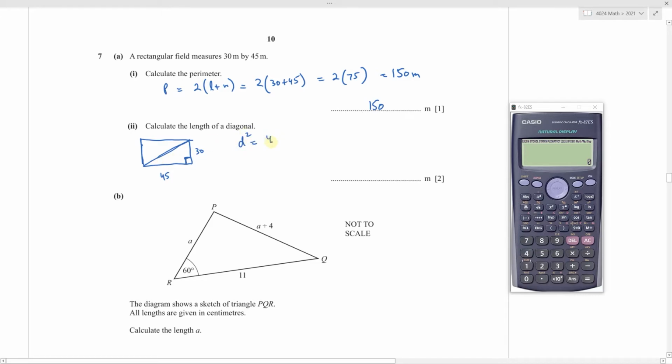D square will be 45 square plus 30 square, and D will be square root of 45 square plus 30 square. So 45 square plus 30 square, and then square root of this, 54.08, and I can write it as 54.1 meters in three significant figures. So the answer will be 54.1.